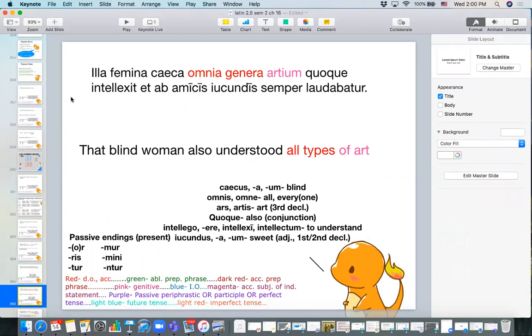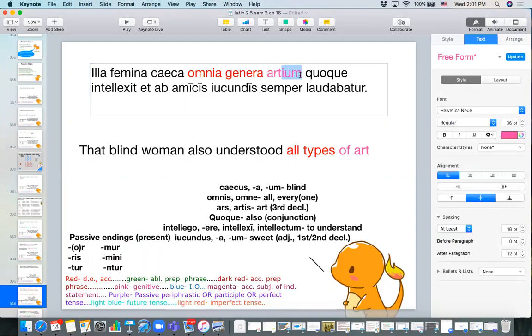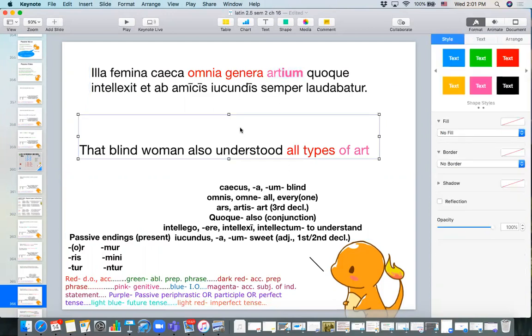All right. So the first three words were a noun phrase for my subject. The next two words were the direct object. There's a possessive going with them. Ars, artis is third declension for art, and that is that nasty third declension genitive plural. It's usually just um for a lot of words, but it's ium for some of them. Coque means also. So I guess we can put also wherever, like also understood all types of art.